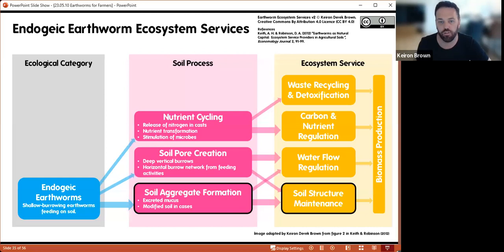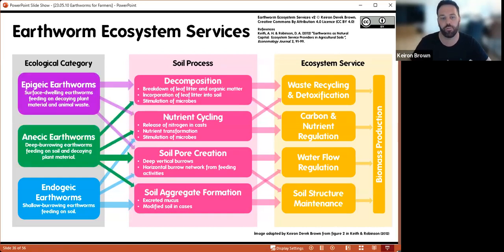Where the true magic happens, though, is when we combine all of those different types of earthworms and look at the soil processes and the ecosystem services. Combined, the impact of our earthworm populations is huge on the soil processes and ecosystem services they provide. Something we've not talked so much about there is carbon and nutrient regulation, because no one of those earthworm categories is having this major significant impact on that, but when you combine it all together, they are.